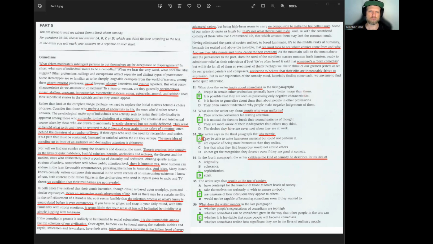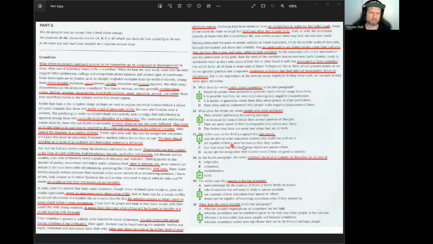So in question 33, where it says the writer says in the third paragraph about shy people, it says, sorry, that shy people may be able to write humorous material, but could not perform it. So I got to this conclusion, especially at the end where he talks about these two people that he knows. It says here, on condition that their real names are not revealed. So he says they are funny, but they don't want to be revealed. They don't want to get this kind of recognition there. And I think that is probably the best answer here.